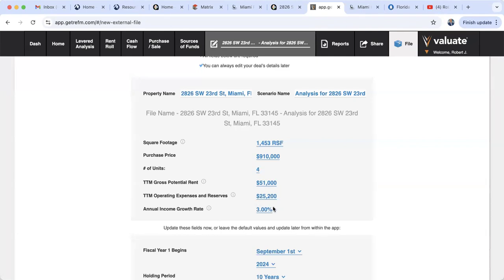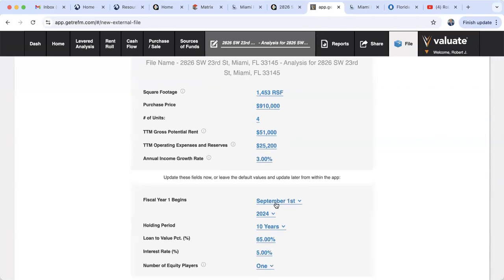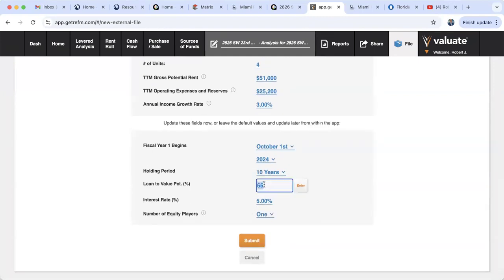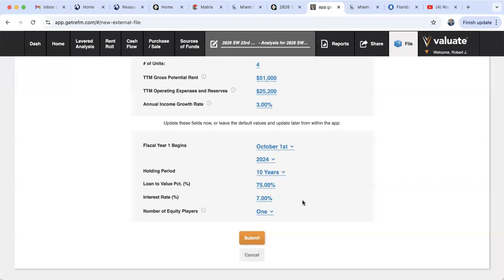Let's just run the numbers like this. We're going to leave our annual growth rate at 3%. We're going to purchase this property October 1st. We are going to give 25% down and finance 75%, and our interest rate is going to be 7%. Loan to value means the amount that you are going to finance, which is 75%. That means the investor needs to put down 25%. I know that the interest rates are right around 6 right now, but this is for investment purposes, so it may be a little higher.